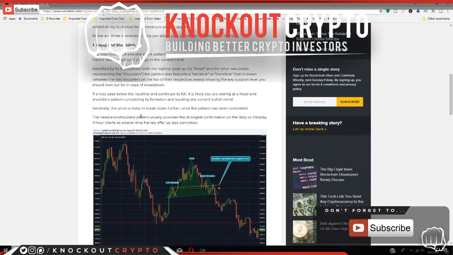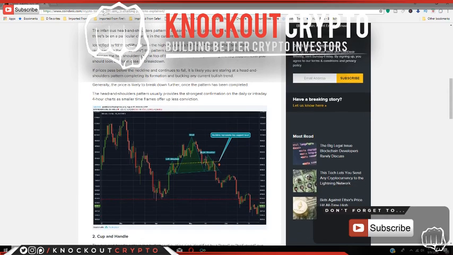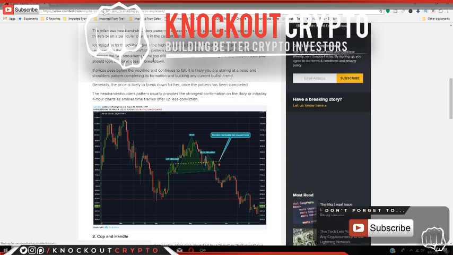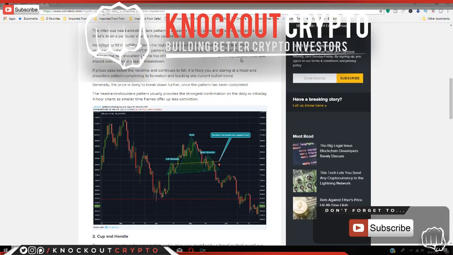Number 1, head and shoulders. The infamous head and shoulders pattern is a bearish reversal pattern that signals to traders that there has been a particular change in the current trend. Identified by its 3 peaks, with the highest peak as the head, this is the head, and the other 2 peaks representing the shoulders. This is the shoulders. The pattern also features a neckline or trend line that is drawn between the 2 shoulders at the top of their respective peaks, showing the key support level you should look for in case of a breakdown. That neckline or trend line.